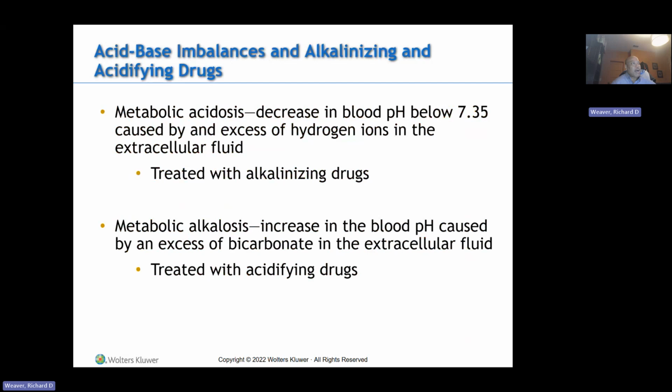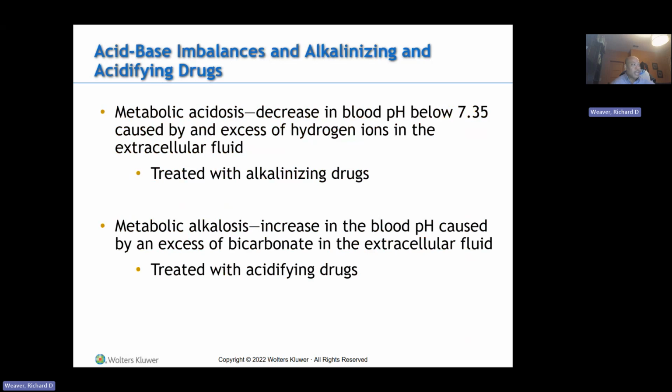Acid-base imbalances and alkalinizing and acidifying drugs. So metabolic acidosis, so there's a decrease in blood pH level below 7.35, and that is caused by an excess of hydrogen ions in the extracellular fluid. And so we treat it with alkalinizing drugs. If you're too acid, we want to push you in the other direction, right? If you're like 7.2, we want to push you towards that 7.35 with base or alkalinizing drugs.